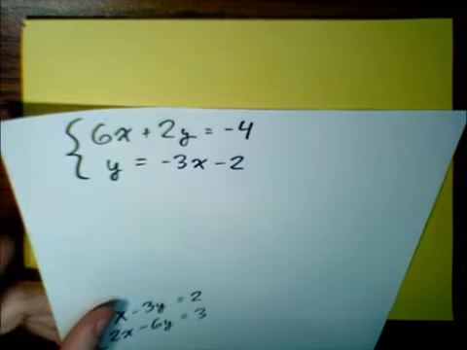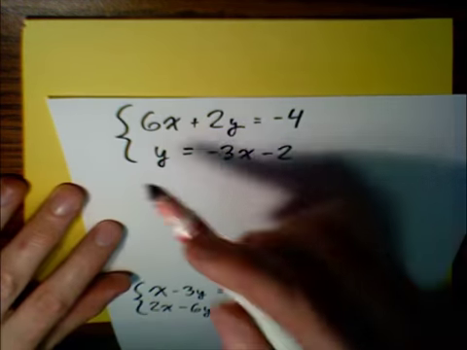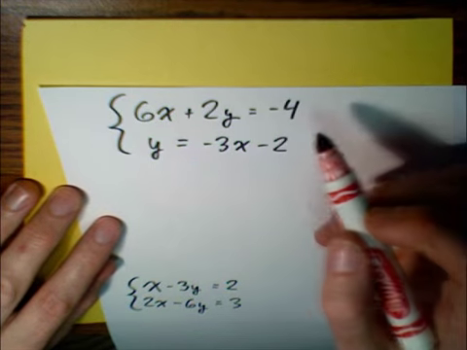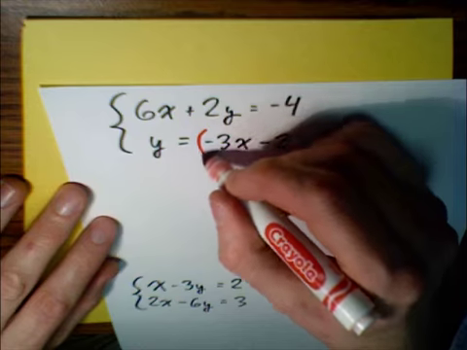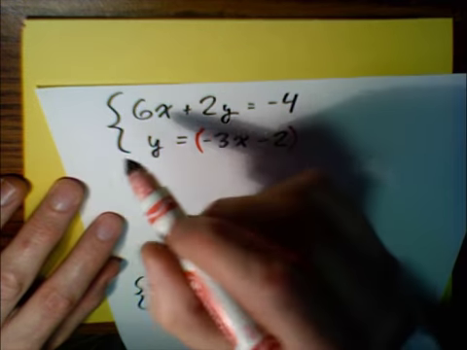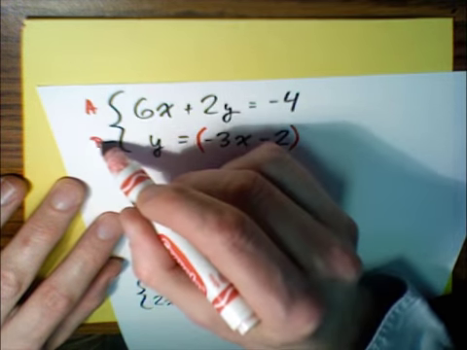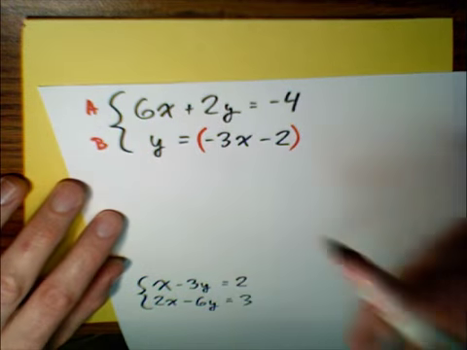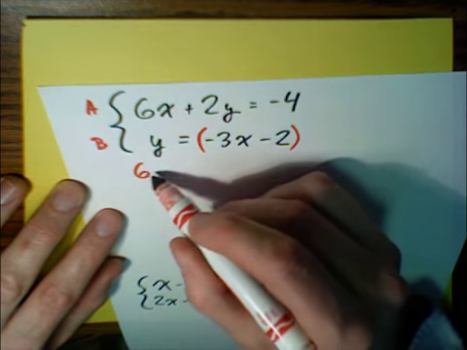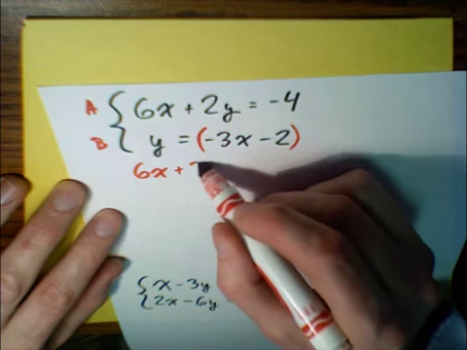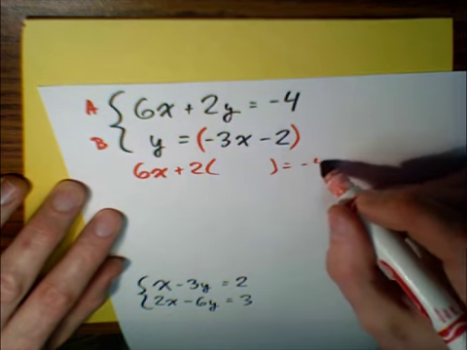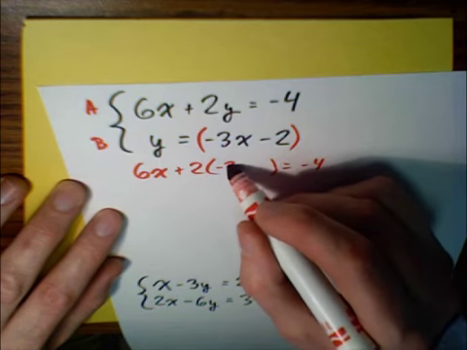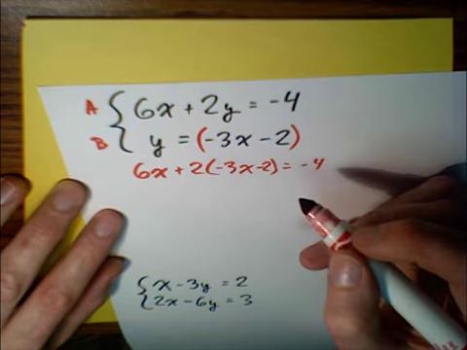Let's try to do an actual problem, and you'll see this illustrated. So here we have a system of two equations, and this looks kind of like it's set up for substitution. So what I'm going to do is I'm going to use substitution. I'm going to substitute equation B into equation A for y. So we'll write 6x plus 2, parentheses, that's 2y, equals negative 4. And the y value is negative 3x minus 2.